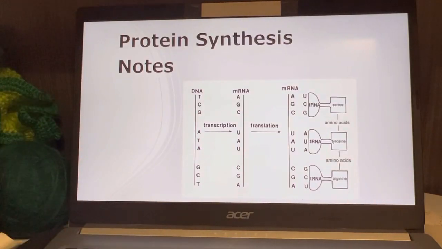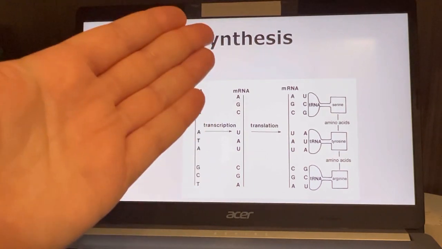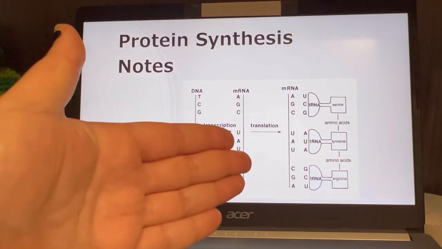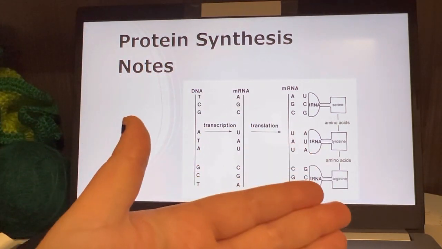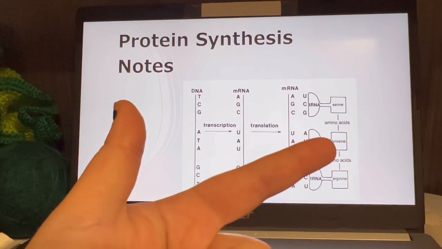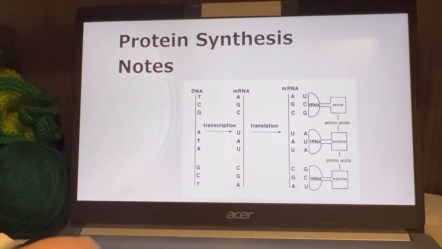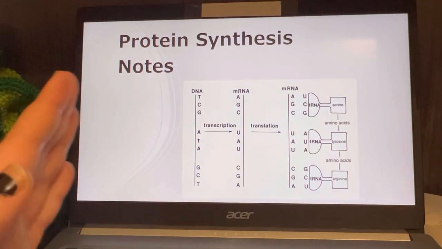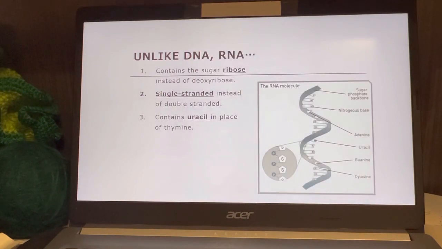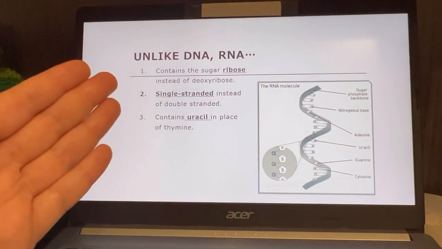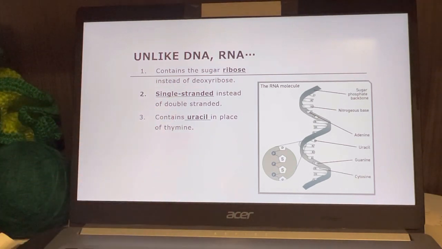Okay, so protein synthesis. We have DNA, transcription to make mRNA, which gets translated, and then we have tRNA bringing codons to create amino acids on the side here. A very simplified diagram of the entire process. Unlike DNA, RNA is ribose, single-stranded, and has uracil, as stated earlier.